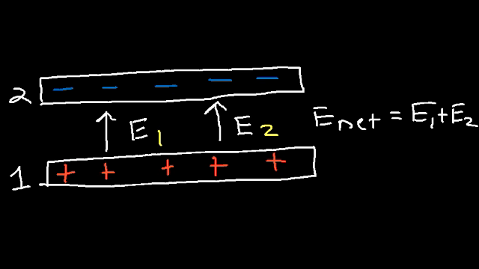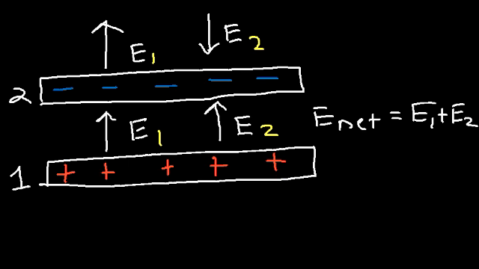Now what about above the negatively charged plate? The electric field created by the positively charged plate will still be in the upward direction because it's going away from the positive charge. E1 will continue to go this way. And what about E2? The electric field created by the negatively charged plate is directed towards the negative charge. So at a point above the negatively charged plate, it's going to go towards it, so it's going in a downward direction.